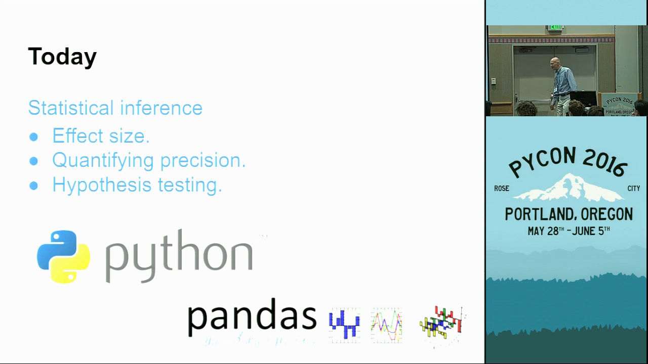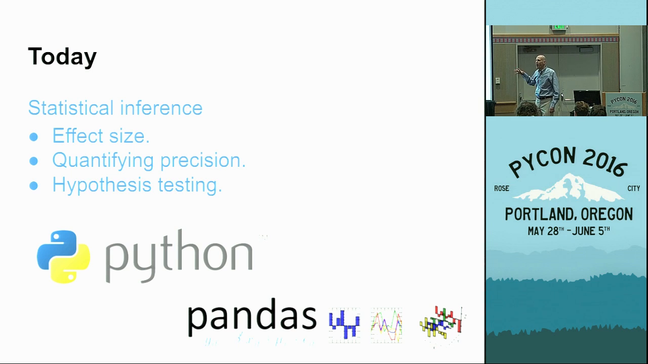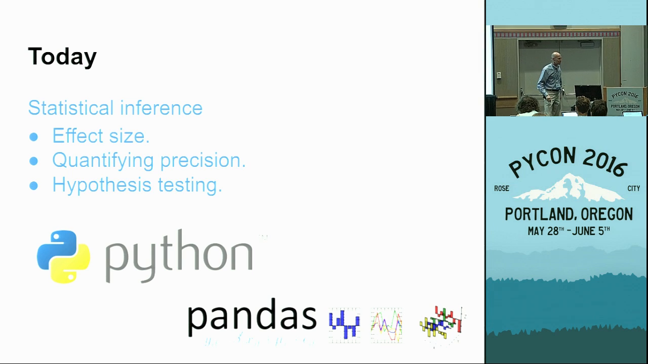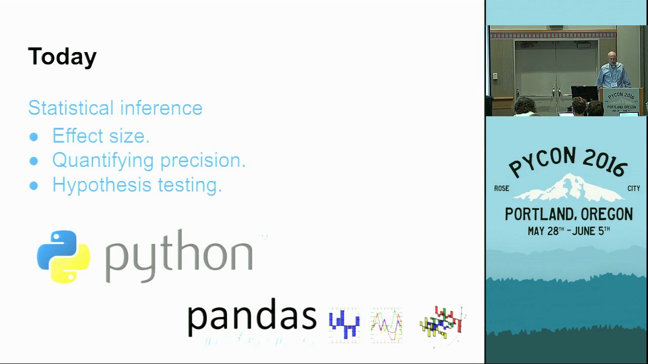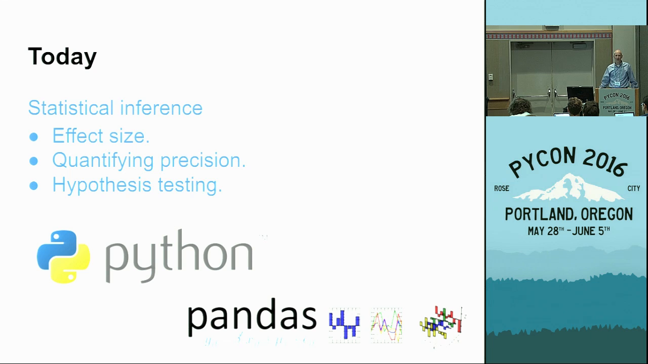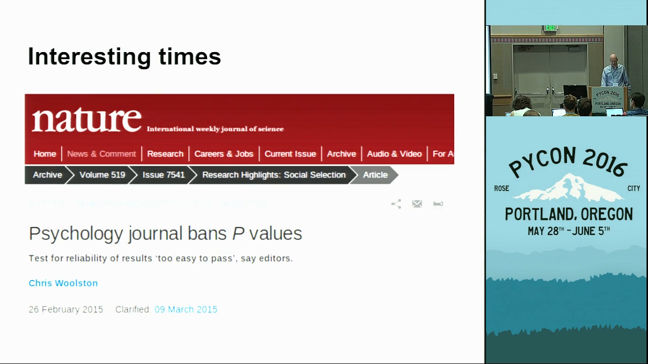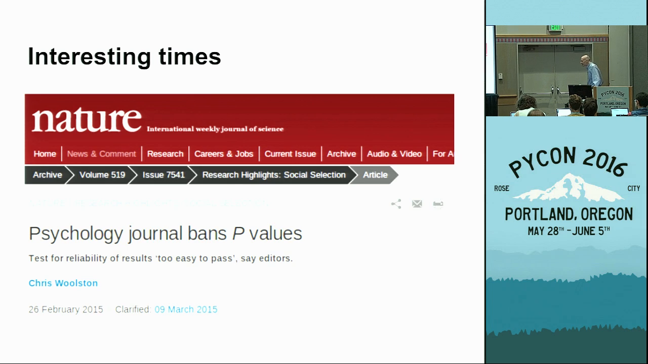But that's not what we're going to do today. Today is about statistical inference. The three pieces of statistical inference are estimating the size of an effect, whatever the thing is that you're trying to measure, quantifying the precision of that estimate so that you can report how good the measurement is, and hypothesis testing, which I'll get to a little bit later on. We're using Python, obviously. You've come to the right place, and a little bit of pandas as well for doing the statistics.